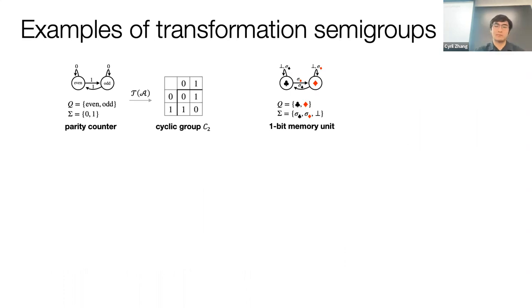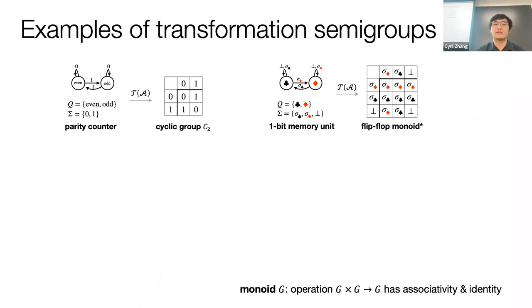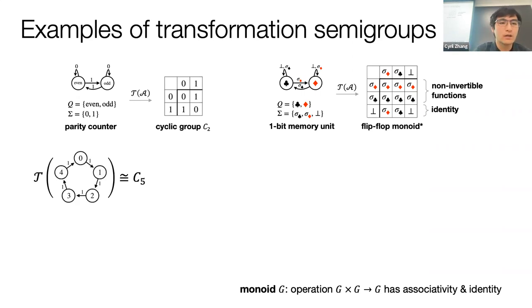Now for this other two-state machine, this is already somewhat more interesting, right? The transformation semigroup here, well, there are three functions and they compose according to this multiplication table. And the thing to notice is that there are non-invertible functions here. Well, there had better be, otherwise this would be a pretty poor notion of memory. And the read operation of course does nothing to the state, so it's an identity function, right? A semigroup that has identity is called a monoid, but that's not important for our purposes. Okay, some more examples. You can generalize the parity counter easily and get counters mod n for any n.